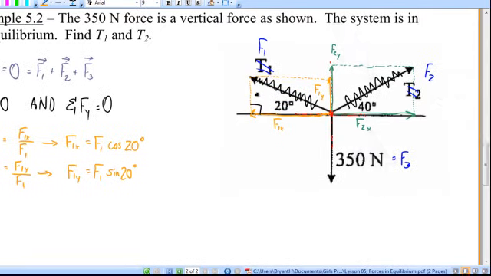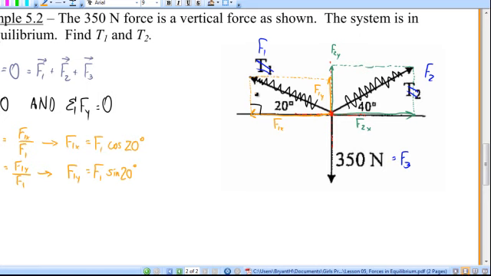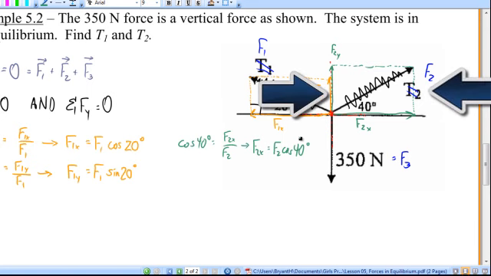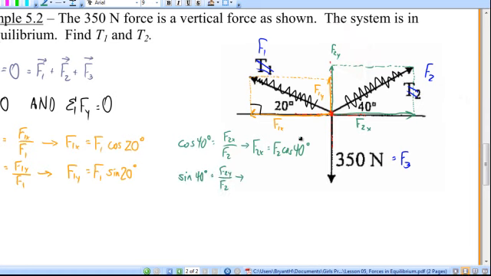I'll play a similar game for F2. I see that F2x is the adjacent side of the 40 degree angle, and F2 is the hypotenuse of that right triangle, so that the cosine of 40 degrees is the adjacent side divided by the hypotenuse. And F2x is equal to F2 times the cosine of 40 degrees. Similarly, I see that F2y is the opposite side of the 40 degree angle, so that the sine of 40 degrees is the opposite side divided by the hypotenuse. And now F2y is equal to F2 times the sine of 40 degrees.